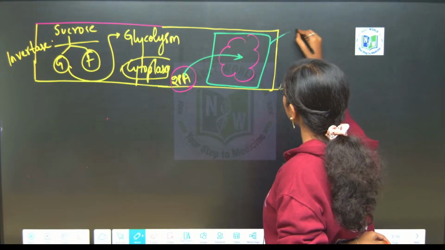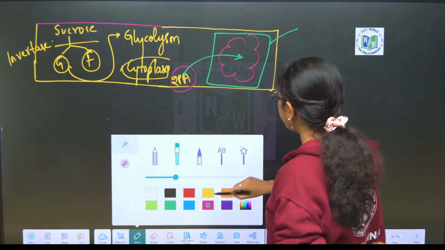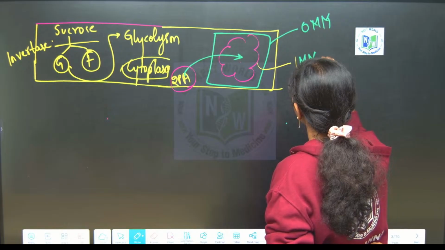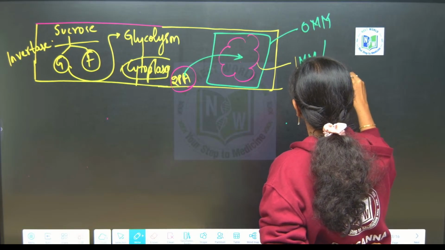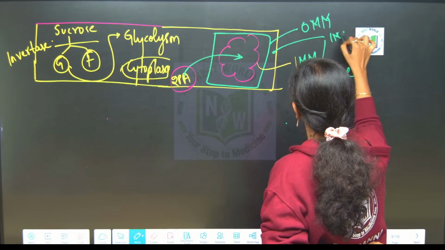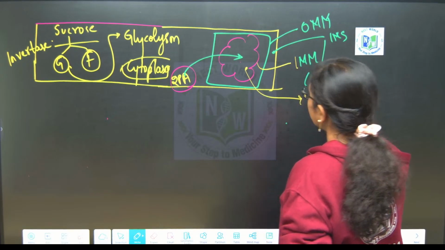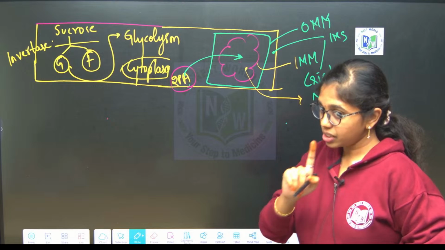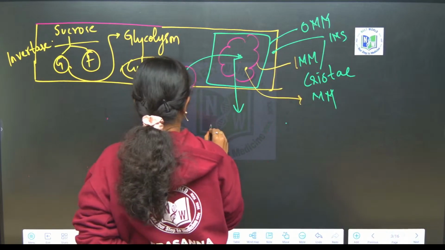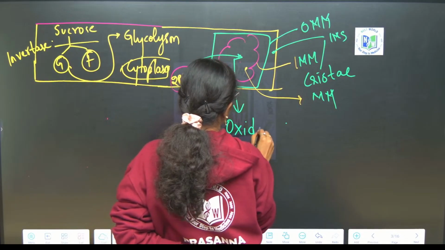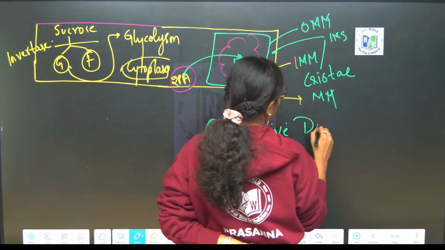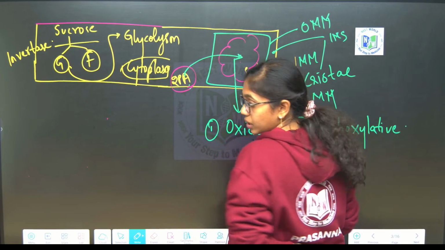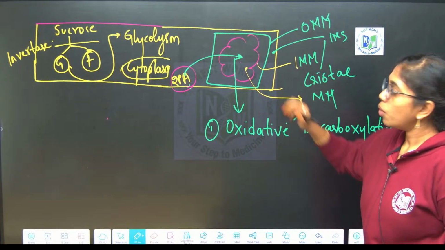So, here if you see, mitochondria will have what? Outer mitochondrial membrane, inner mitochondrial membrane which has enfoldings called cristae, then the intermembrane space, and here inside it is the mitochondrial matrix. So, this pyruvic acid landing into the mitochondrial matrix, the first step that happens is oxidative decarboxylation.